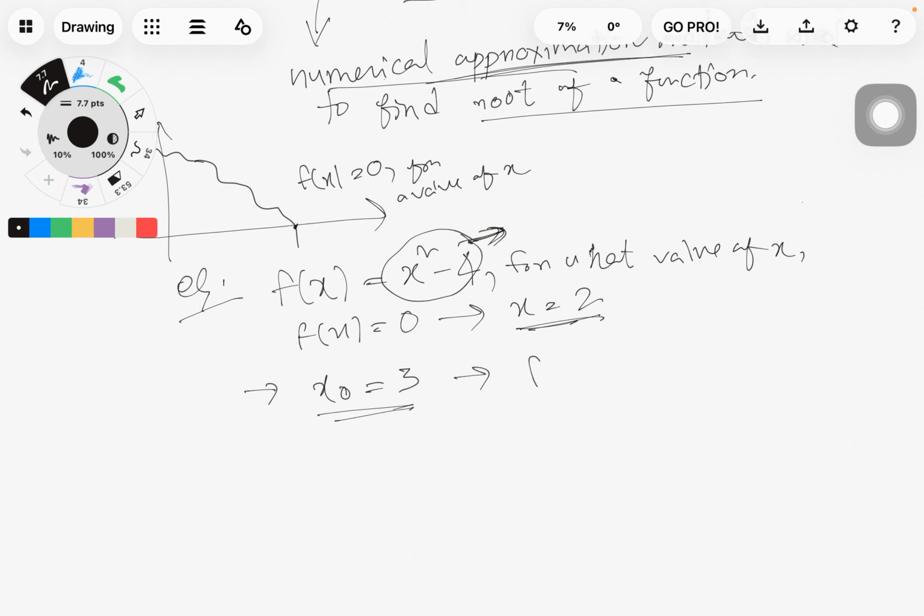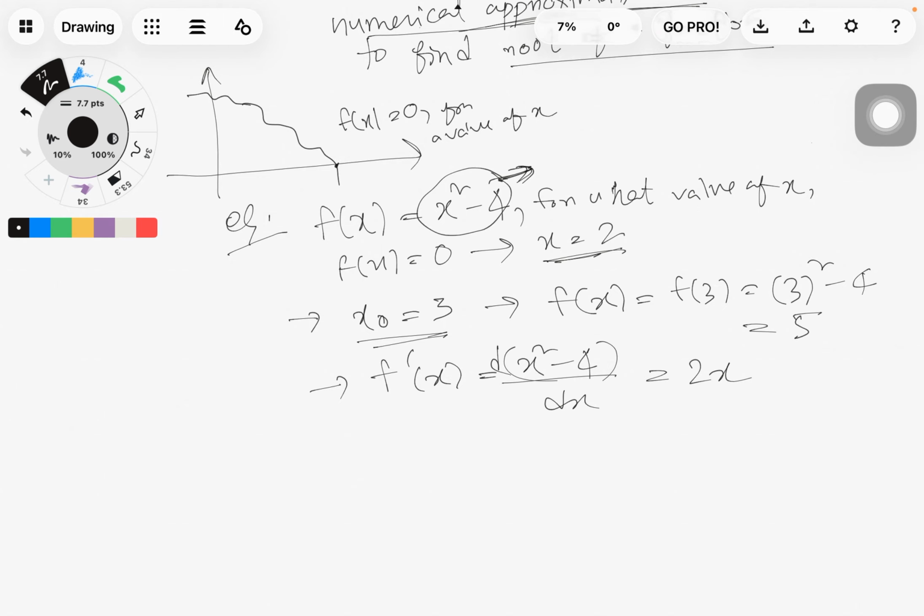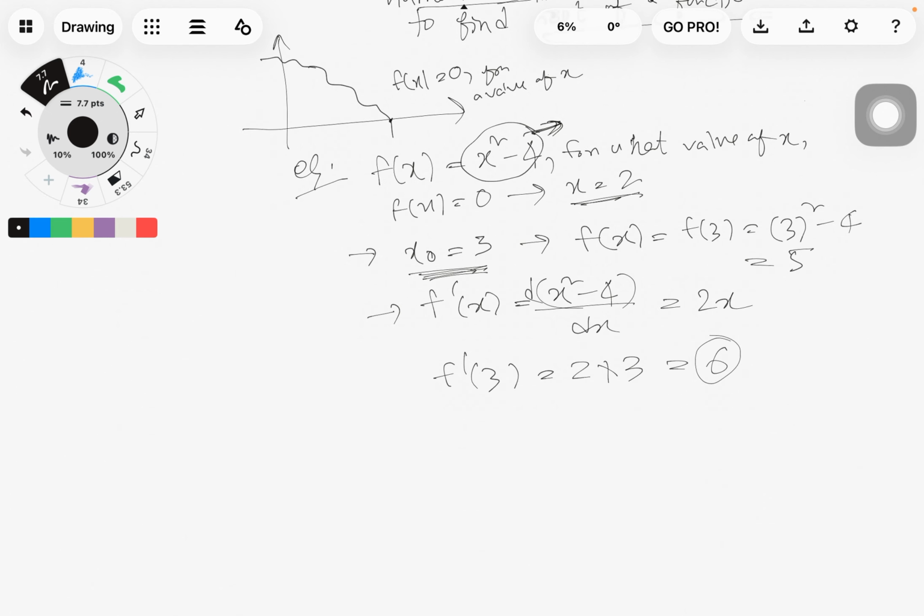So for that value, the function becomes 3 squared minus 4, that's 5. Now we can take a look at the slope of the function. The derivative of x squared minus 4 would become 2x. Put the value of x that we have assumed and we would get 6. Now what does this 6 mean?